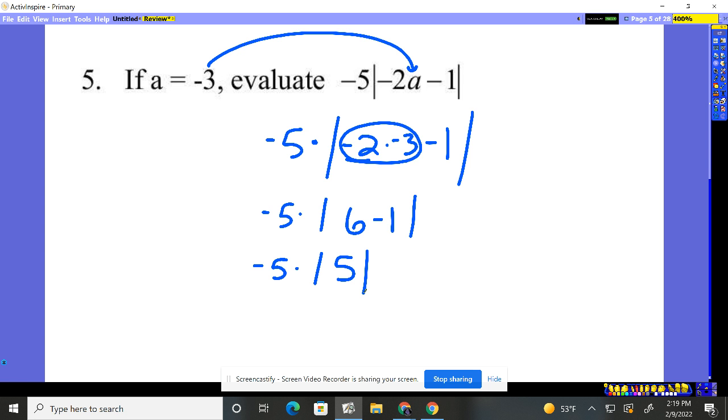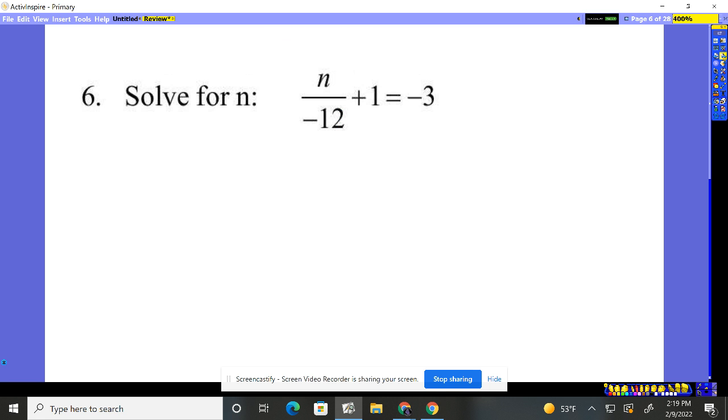Now, what is the absolute value of 5? Well, absolute value of 5 is 5 because you always make it positive. -5 times positive 5, the final answer here, -25. And finally, number 6, solve for n.